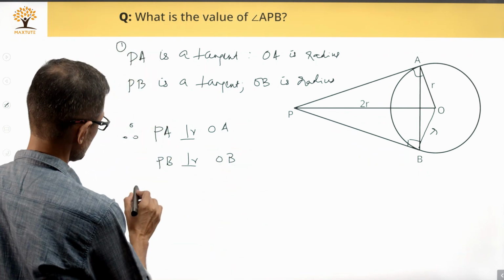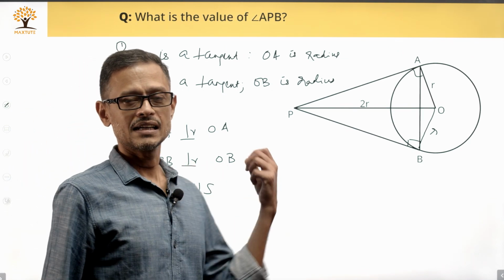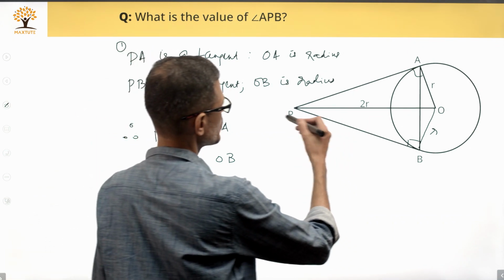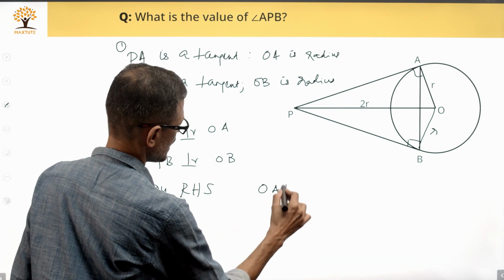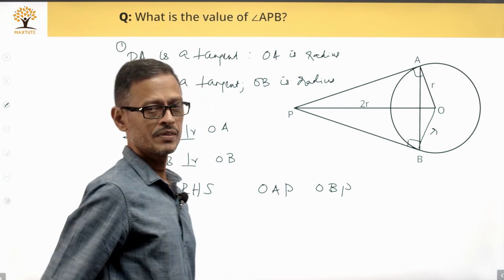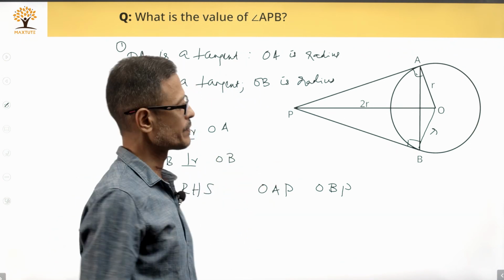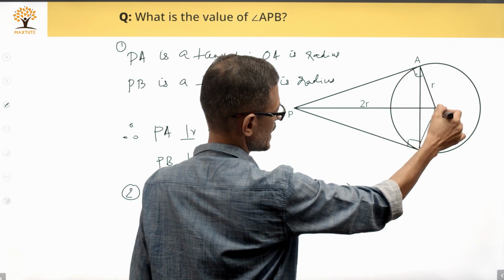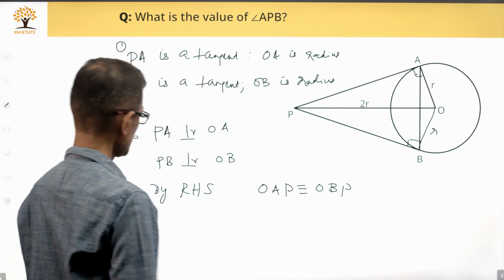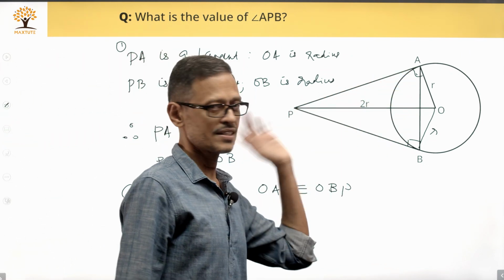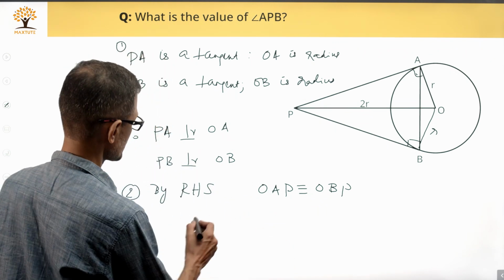The second thing we are going to establish is that by the RHS rule, right angle, hypotenuse and side. Look at it, we know triangles OAP and OBP are both right angle triangles. The side opposite to the 90 degrees is the hypotenuse, which is OP, which is common to both. And one of the perpendicular sides is OA in one triangle and OB in the other, which measures R. So, by RHS, we have established that these two triangles are congruent. First we established that these two angles are 90 degrees, and subsequently that these two triangles are congruent.